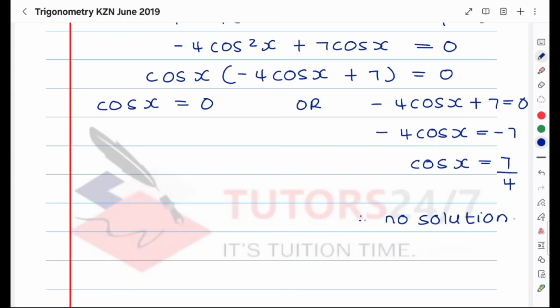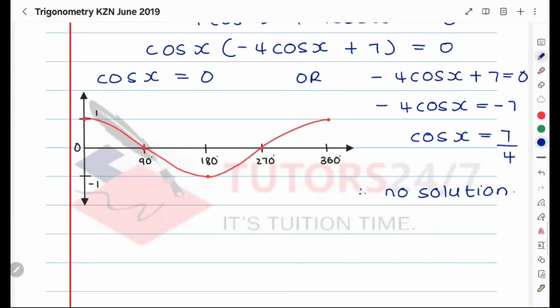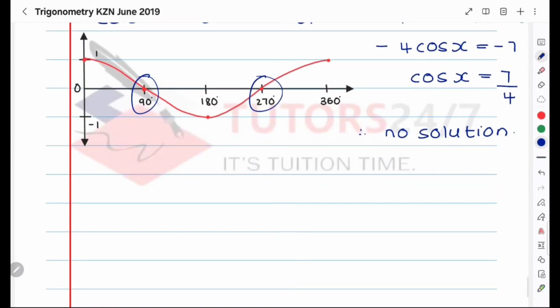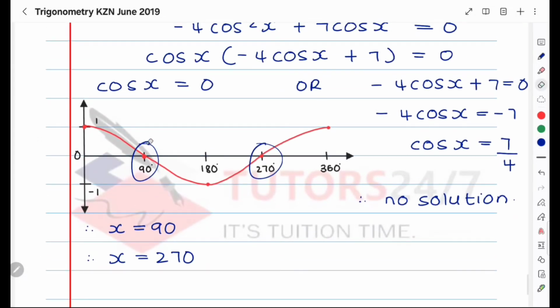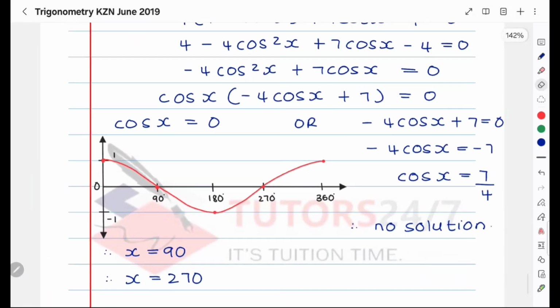For now, I'm just going to sketch out a basic cos graph between 0 to 360. So as you can see, y is equal to 0 when x is 90 and when x is 270. So we'll state, therefore, x is equal to 90 and x is equal to 270. So those are our solutions between 0 and 360.